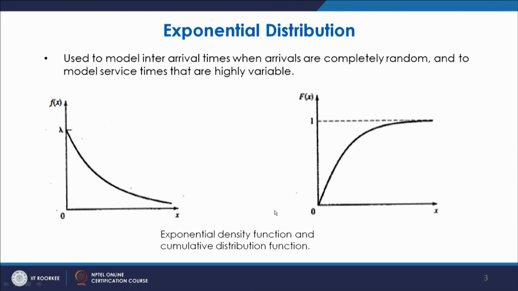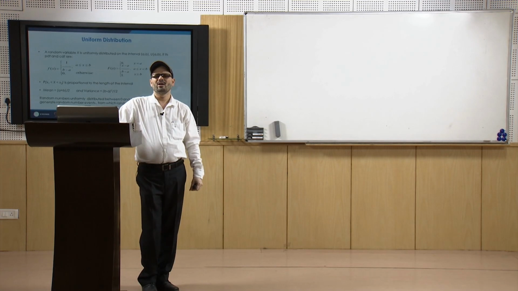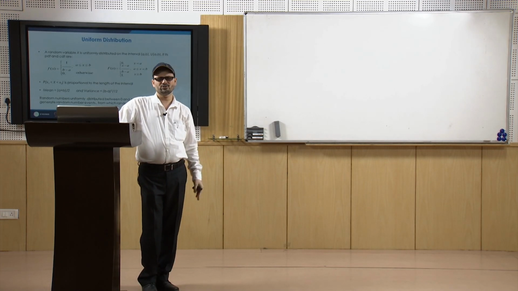Next comes the exponential distribution. This exponential distribution, as we see, is used to model arrival times when arrivals are completely random. This is one of the very important kinds of distribution functions, normally used in the case of arrivals, and to model service times which are highly variable. Normally this applies in the case of queues or counters, such as bank counters.